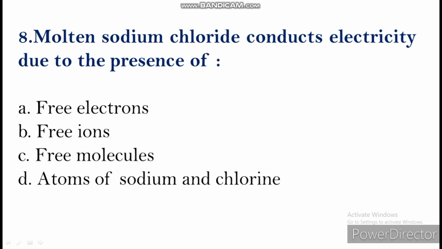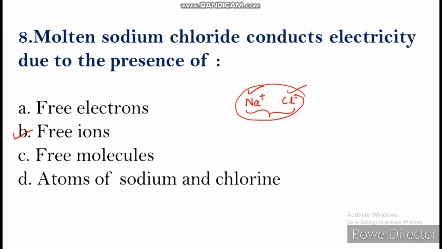The next question: molten sodium chloride conducts electricity due to the presence of, see, molten NaCl is split into Na+ and Cl- in the molten state. It means there are free ions. Now these ions will move and they help in the conduction of electricity. So the current here is because of free ions. In case of molten sodium chloride, the current is because of free ions, right?